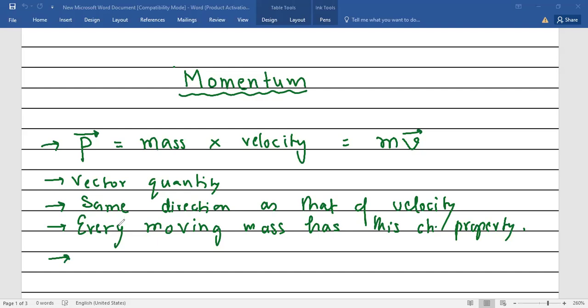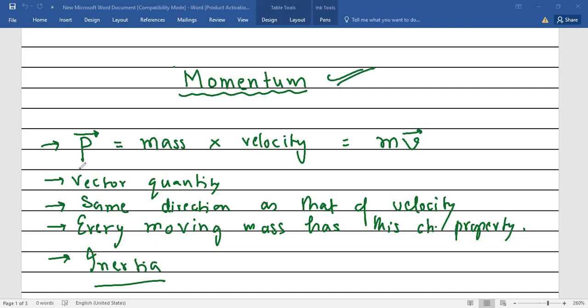Inertia has no formula, inertia has no such factors. We don't know what are the complete factors on which inertia depends. Inertia is the property of the object due to which it resists any change in its state of rest or of uniform motion. But again, inertia does not have any formula. So instead of inertia, to represent the force or to represent the moving mass, we use the quantity called momentum.